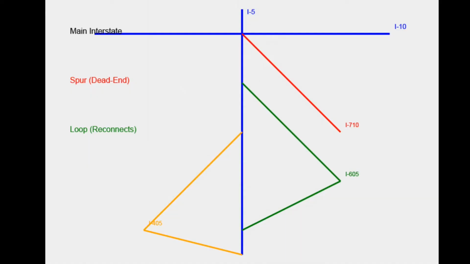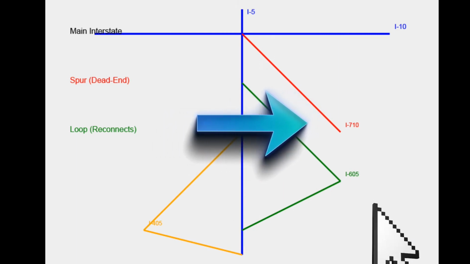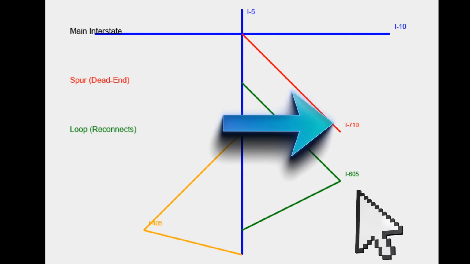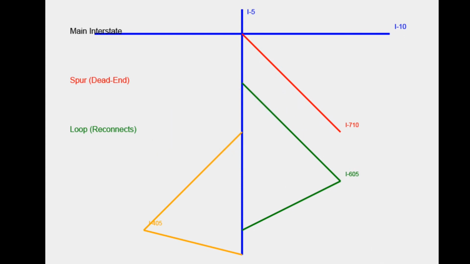But technically, for a 3-digit interstate, the first digit tells you if it's a loop or a spur. If it's even, it's a loop. It reconnects to the same highway. If it's odd, it's a spur. It dead ends in a city or business district.